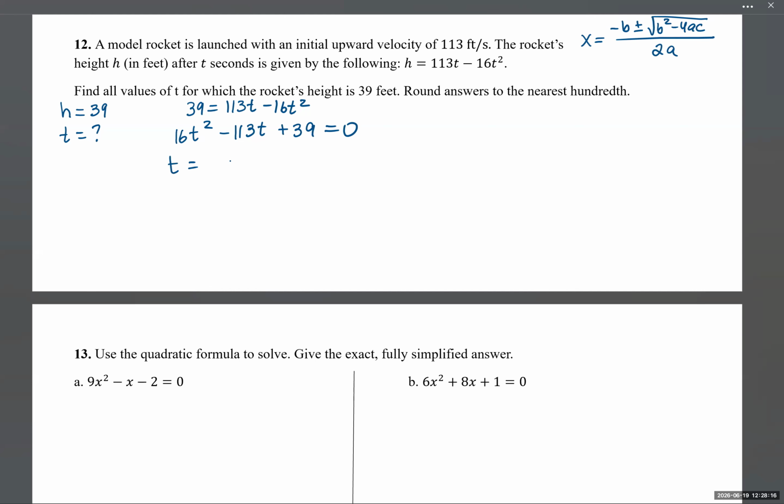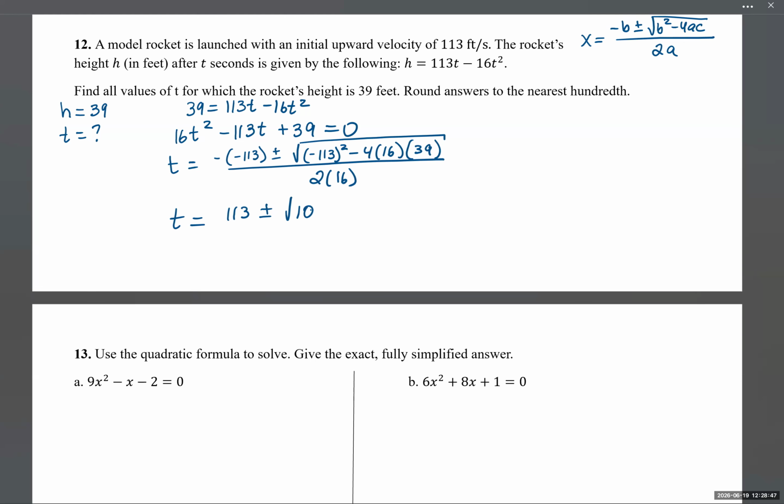So t equals minus b, so that's minus negative 113, plus or minus the square root of negative 113 squared minus 4 times 16 times 39, divided by 2 times 16. So t equals 113, the double negative becomes a plus, plus or minus the square root. If you calculate everything underneath the square root, that's 10,273, and it's divided by 32.